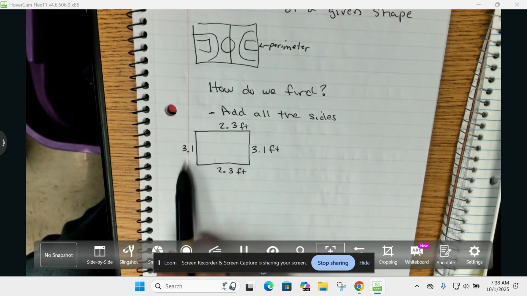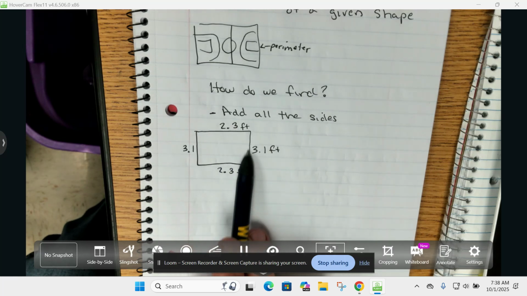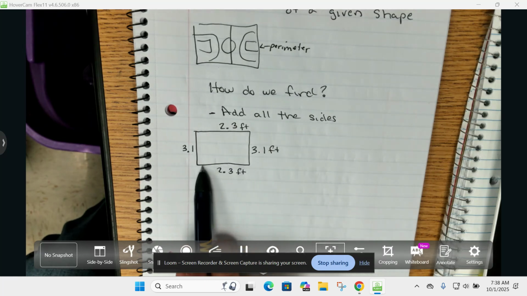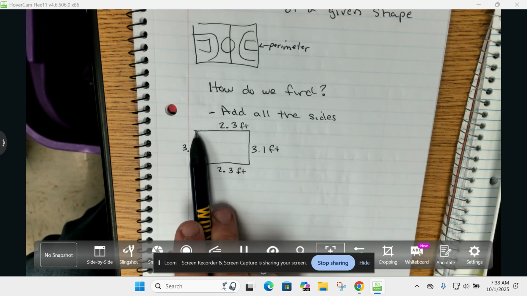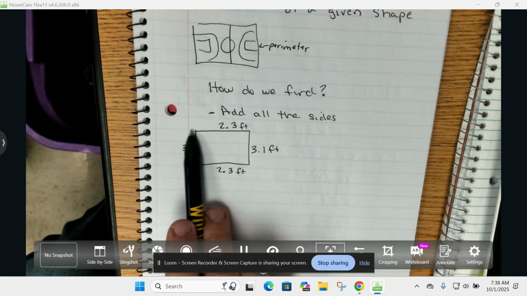And then you see, oh, the perimeter, you're installing a fence. So you need to install 2.3 here, 3.1 here, 2.3 here, and 3.1 here. So how much fence do I need? I need to add up all four sides to figure out how much fence.